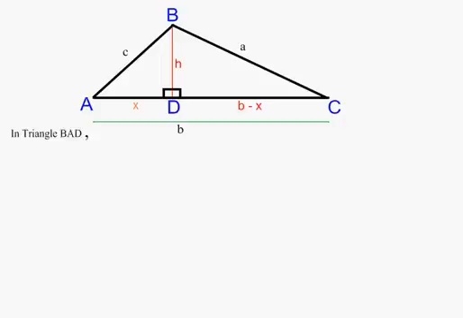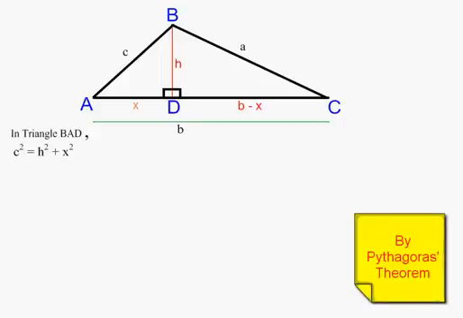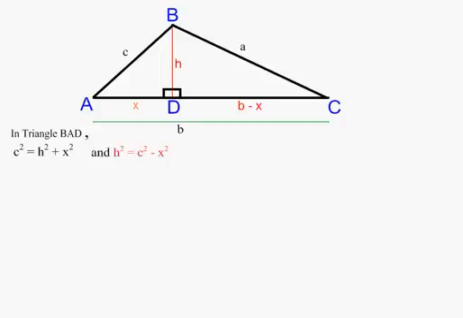Now let's focus on triangle BAD. By Pythagoras' theorem, c squared will be h squared plus x squared. And rearranging the formula will give us h squared equals c squared minus x squared. So that's one identity that we'll keep, and I've highlighted that in red because we're going to use it again.